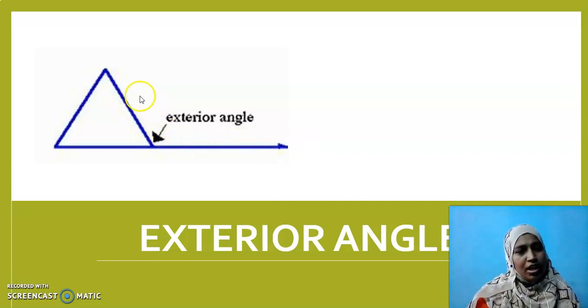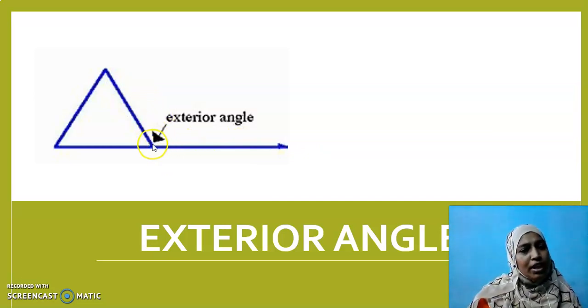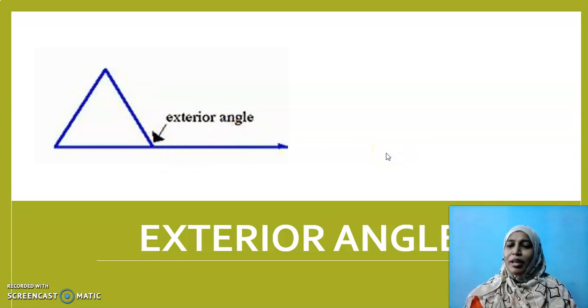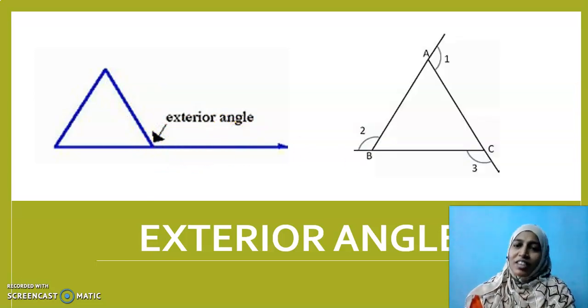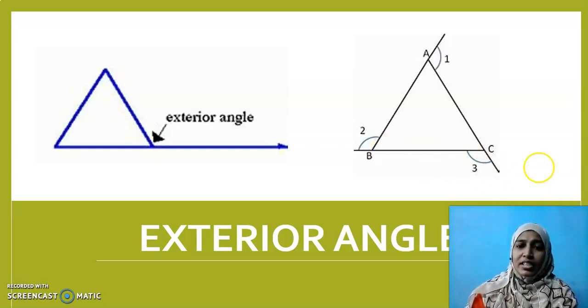So how many exterior angles are possible? How many lines can be extended likewise? Very good. You will say we will have 3 exterior angles. See, if I extend this line, I get one angle. If I extend this line, I get one angle. If I extend this line, I get one exterior angle. Is that all? Or is it possible to have more than these 3 exterior angles?